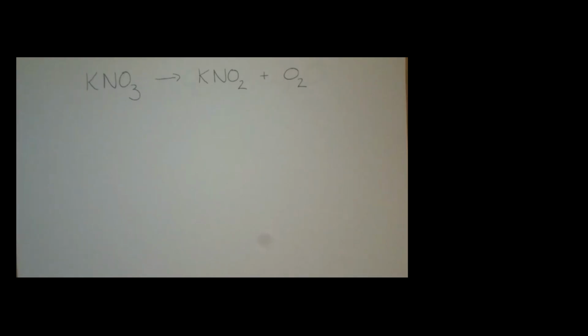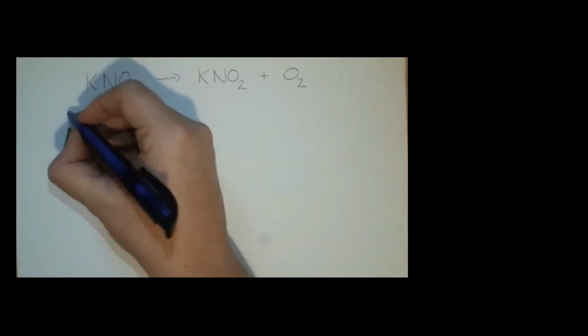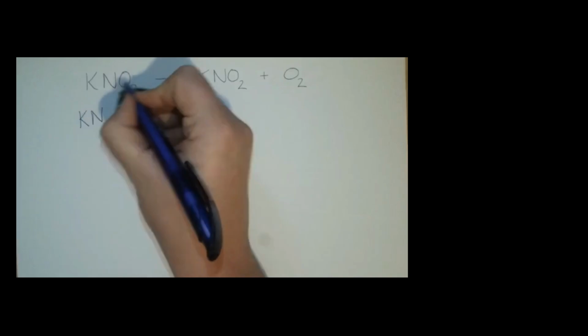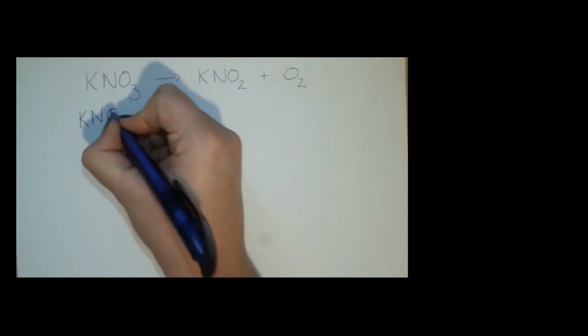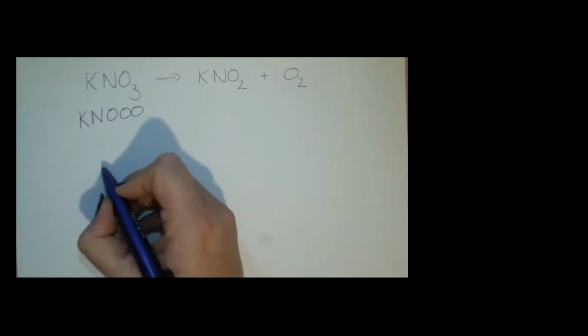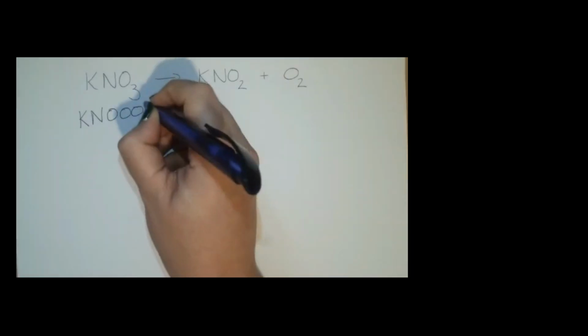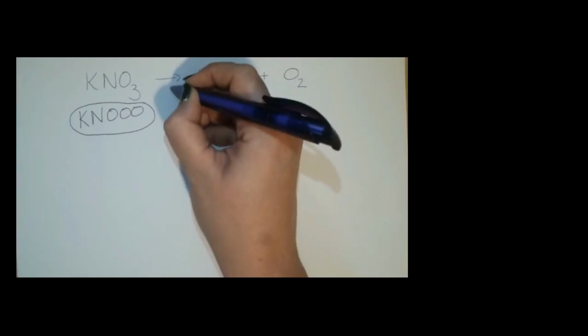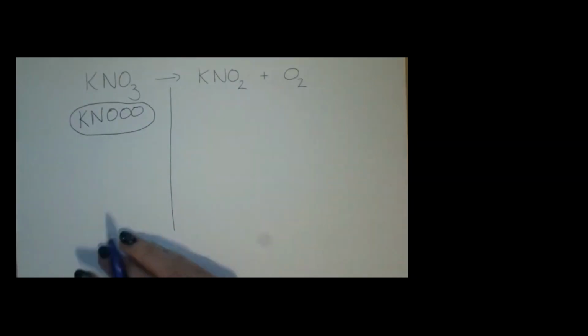This one's a little bit trickier. KNO3 goes to make KNO2 plus O2. Definitely not balanced. So let's write down what we've got here. We've got potassium, a nitrogen, and O3. 1, 2, 3. Let's put that in a bubble. We've then got the arrow, so I'm going to put my wall.